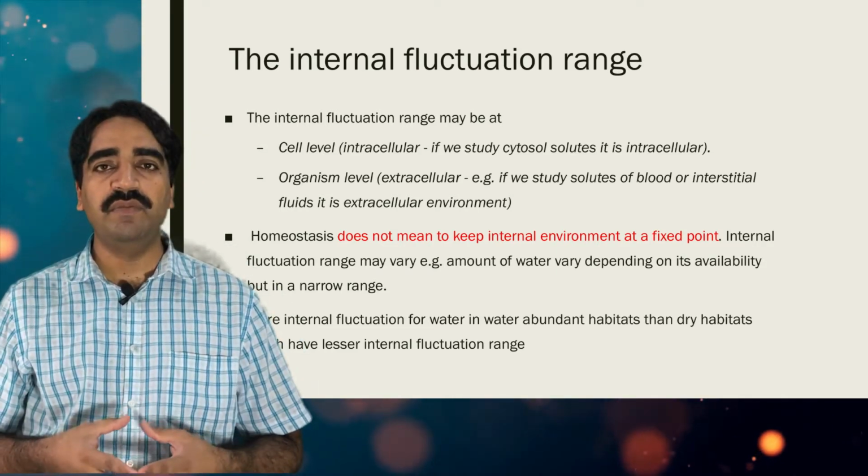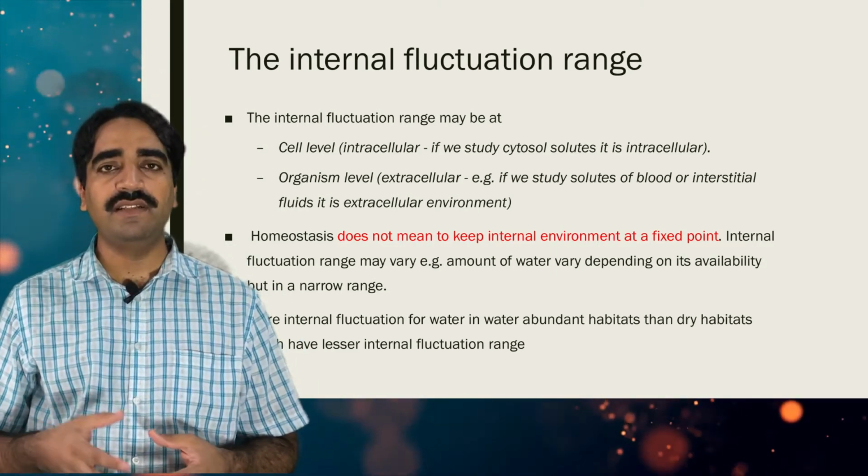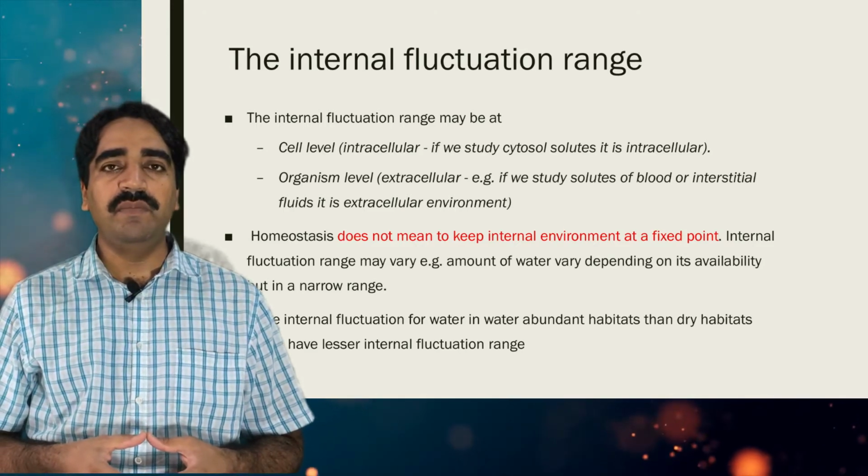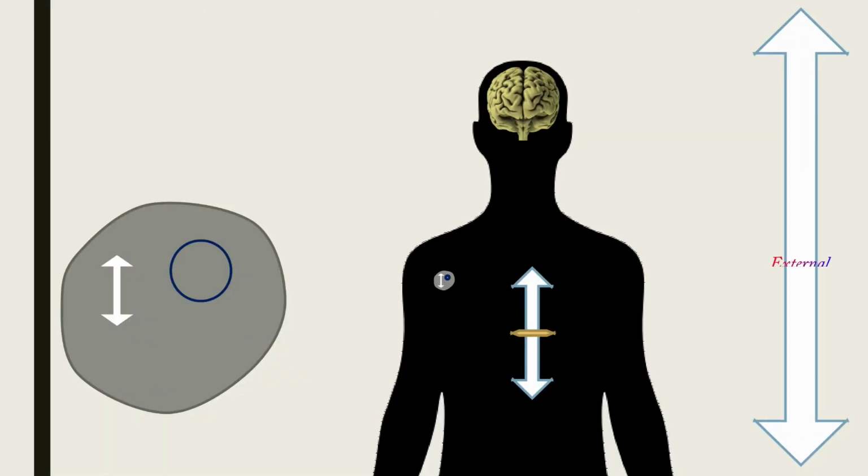The internal fluctuation may be at cell level, taking an example of amoeba, or it may be at multicellular level and cell level both. If we're talking about the human body, management is both at the cell level and at the organism level. So in case of the human body, or in case of any multicellular organism, both the levels are important, and both the levels are maintained separately.